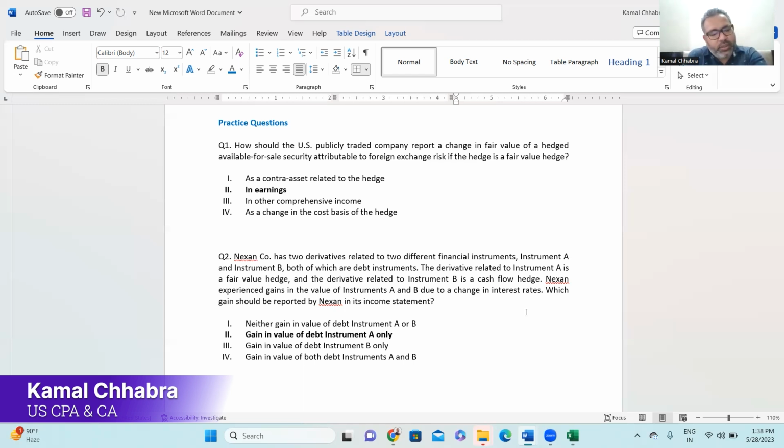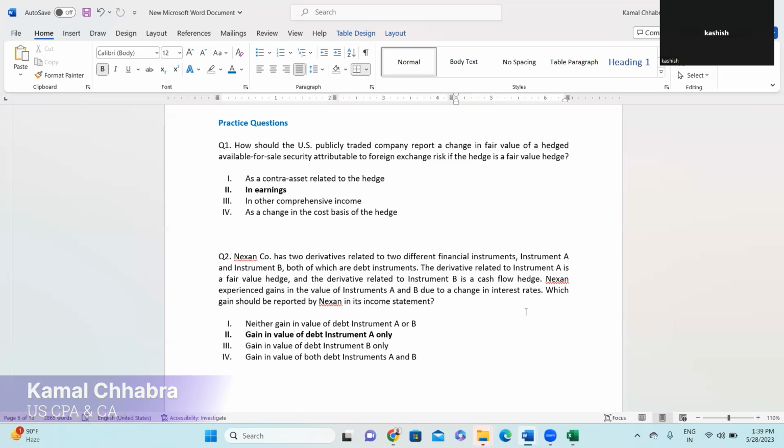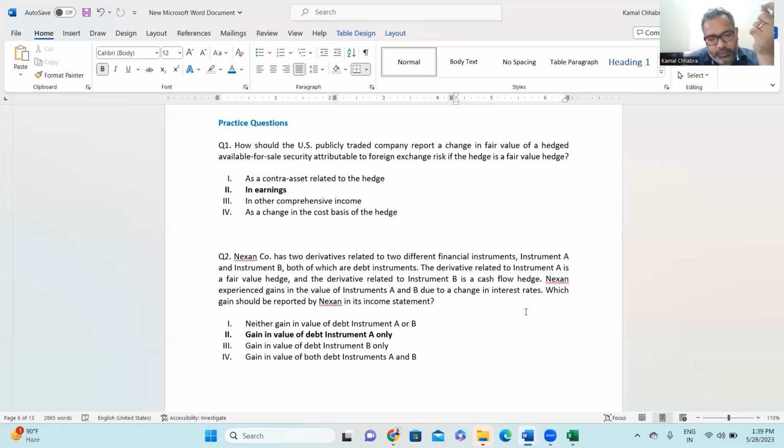Have you understood what the call of the question is? So there are two instruments, instrument A and instrument B. Instrument A is a fair value hedge and instrument B is a cash flow hedge. Both instruments have a gain. So which gain needs to be reported in the income statement? It's a very simple question.